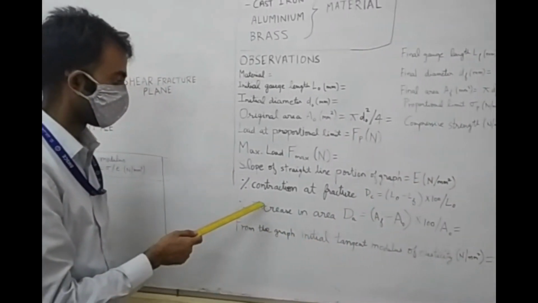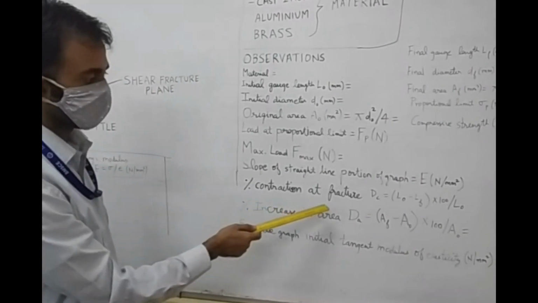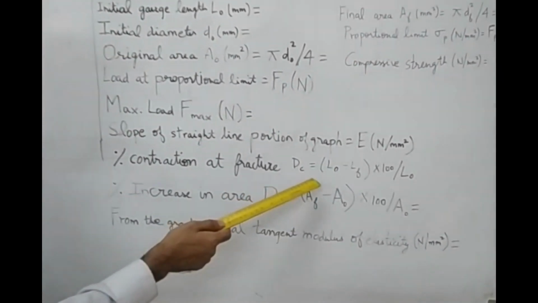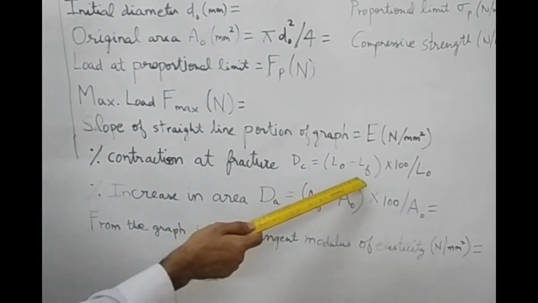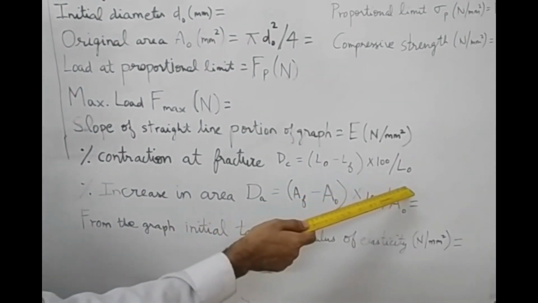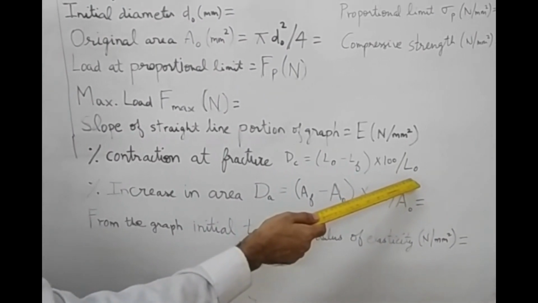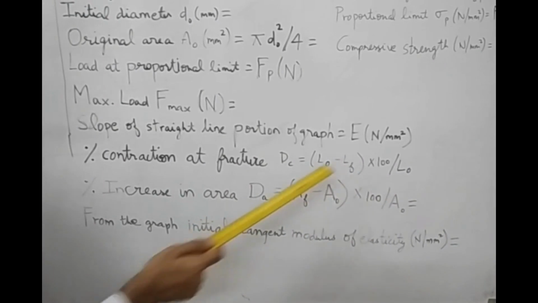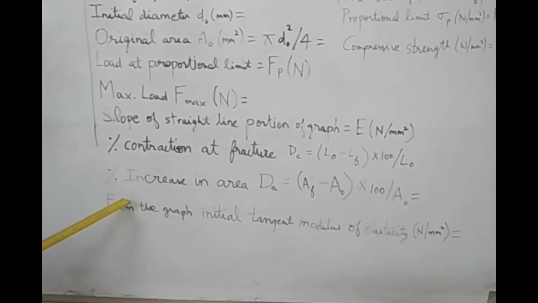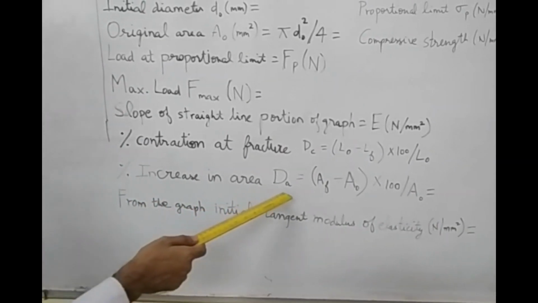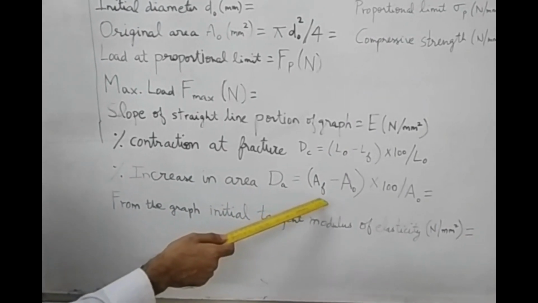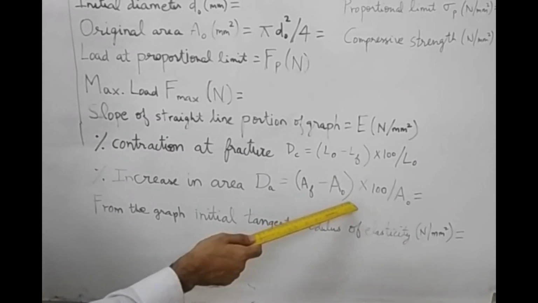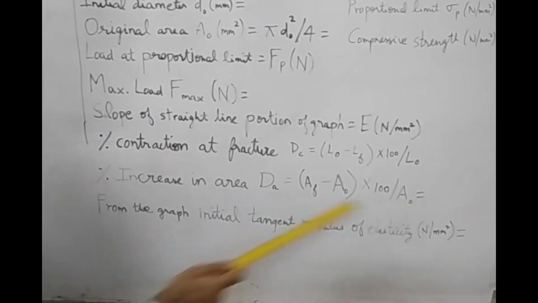Then we'll determine the percentage contraction at fracture. How much contraction happens, that is DC, and it is given as L0 minus LF times 100 divided by L0, where L0 is the original length, that is the initial length, and LF is the final length. We also find out the percentage increase in area, dA, which is area after the test, AF minus initial area A0, times 100 divided by A0.